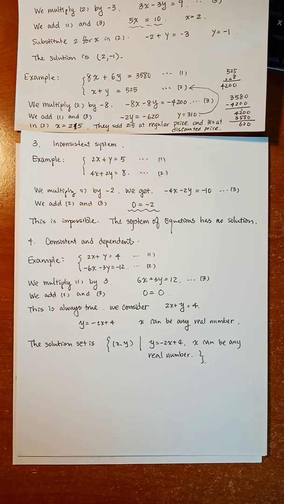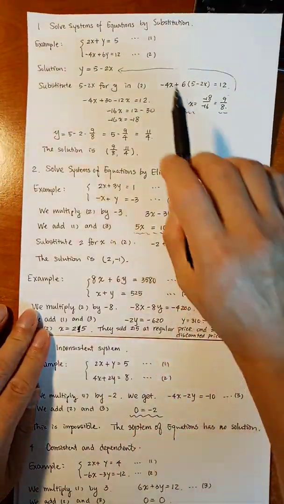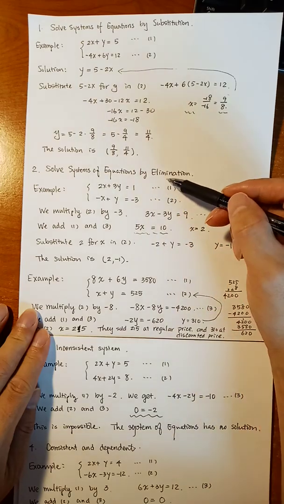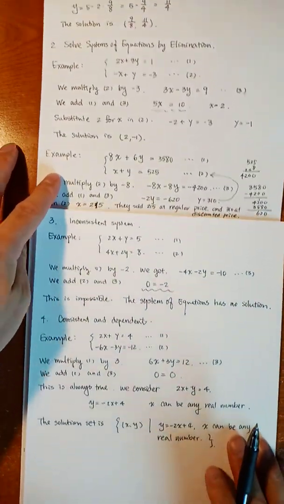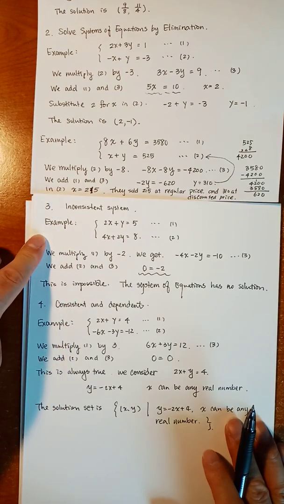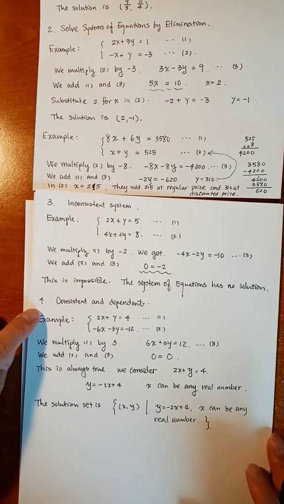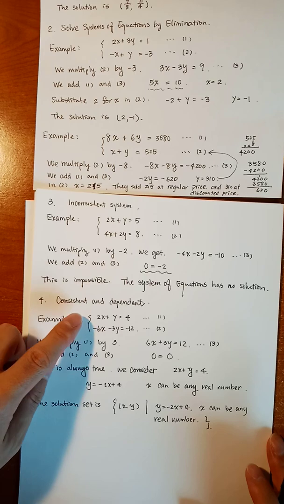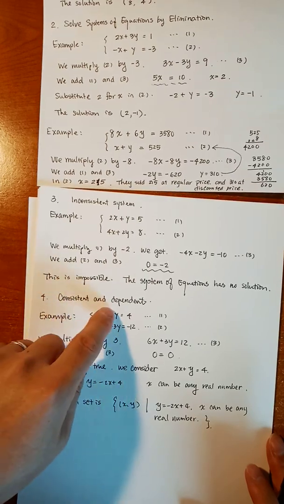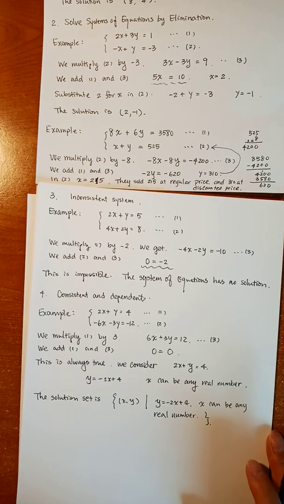Okay, so these are our subparts. Part 1, we introduced the substitution method. Part 2, we introduced the elimination method. Part 3, we gave examples of an inconsistent system. And part 4, we gave examples of a consistent but dependent system. So in a consistent but dependent system, you will have infinitely many solutions.